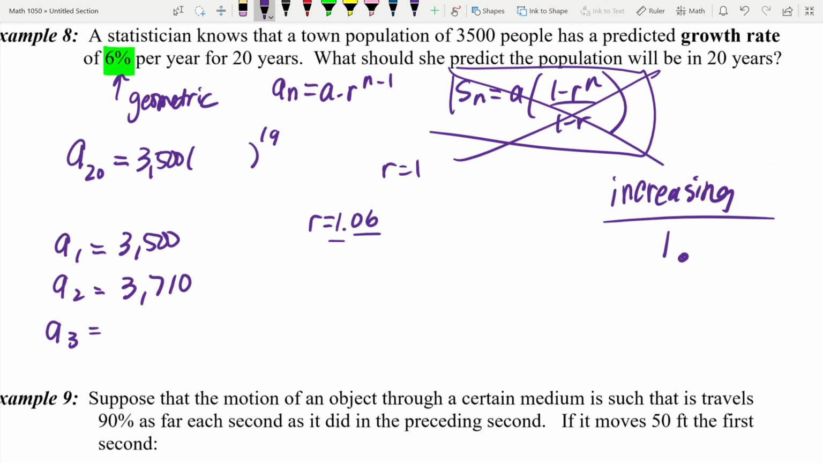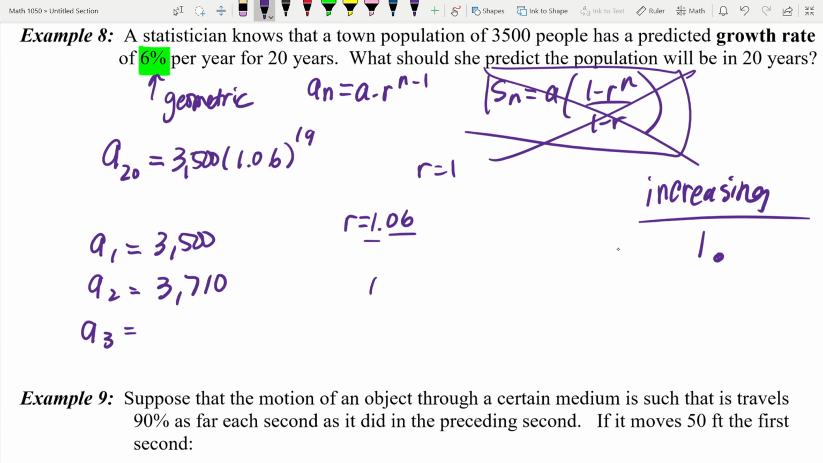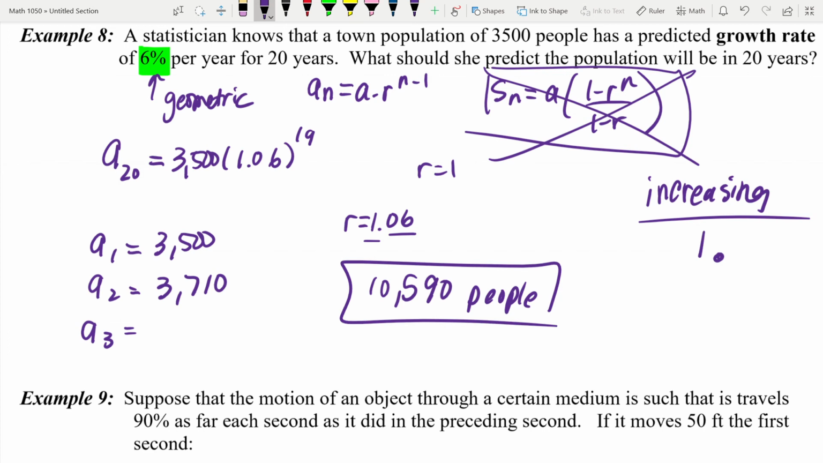We could keep going, but we don't need to. So I know that my ratio now is 1.06. So now I can find the 19. If everybody goes 3,500 parenthesis 1.06, close it off, raise it to the 19th power, hit enter, and you get 10,500, let's round it to the nearest person, 10,590, and that would be people. Okay, question 9.